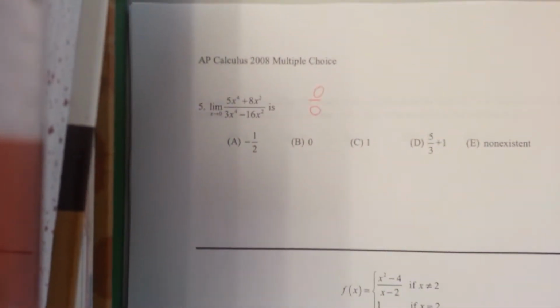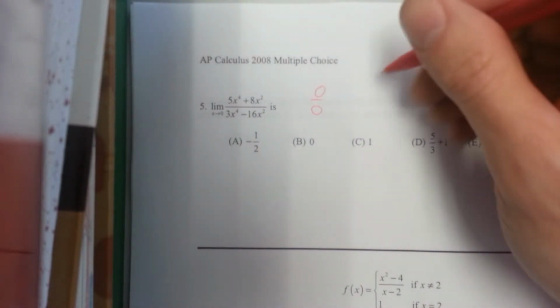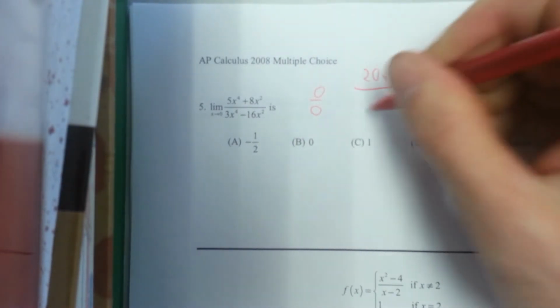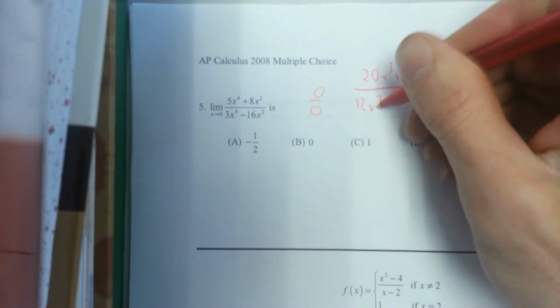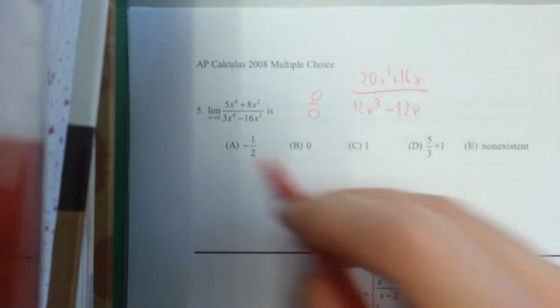Anytime the limit is 0 over 0, you say to yourself, aha, I know, I can use L'Hopital's rule. So L'Hopital's rule tells us, well, take the derivative of the top, that's going to be 20x cubed plus 16x, and the derivative of the bottom, that's going to be 12x cubed minus 32x, and now plug in 0 again.